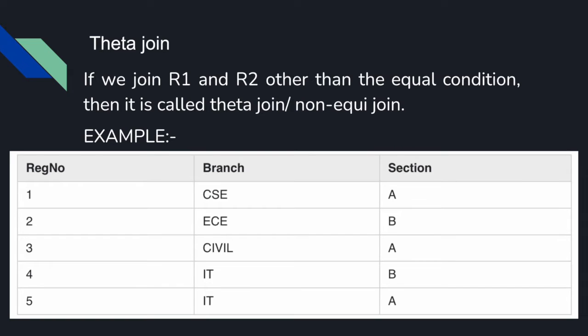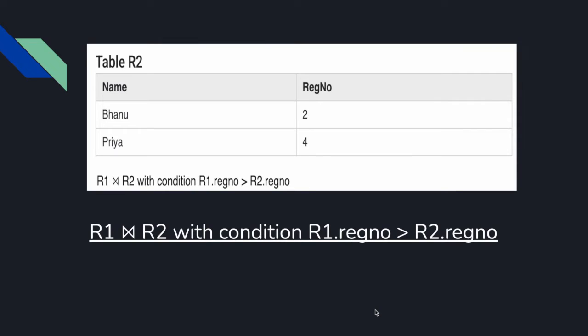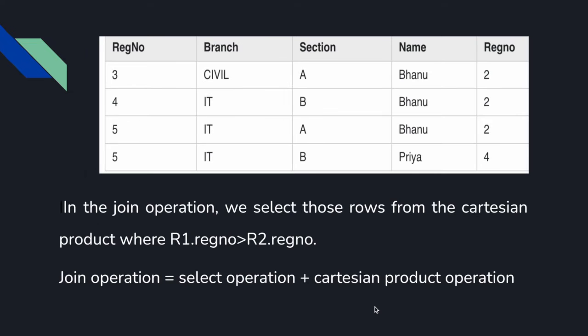For example, we take a table R1 with registration number, branch and section. In registration number we have 1, 2, 3, 4, 5. In branch we have CSE, ECE, Civil, IT and IT. In section we have A, B, A, B, A. Table R2 has name and registration number. Name is Bhanu and Priya, registration number is 2 and 4. R1 join R2 with the condition R1 registration number greater than R2 registration number. So after joining R1 and R2, we get the following table.